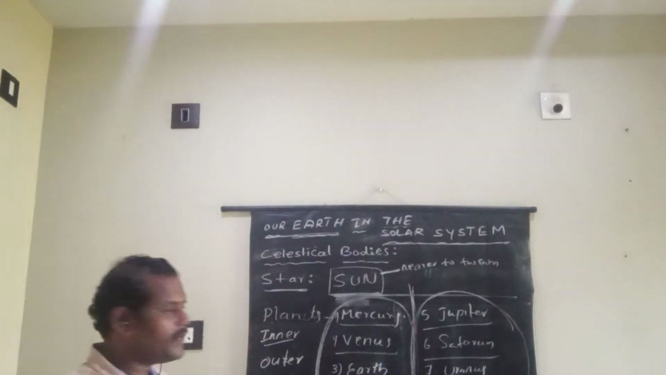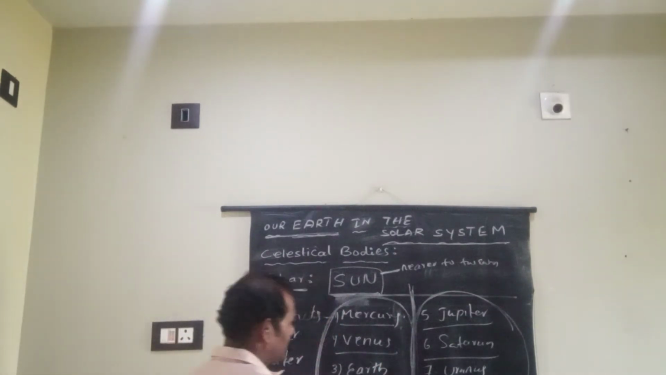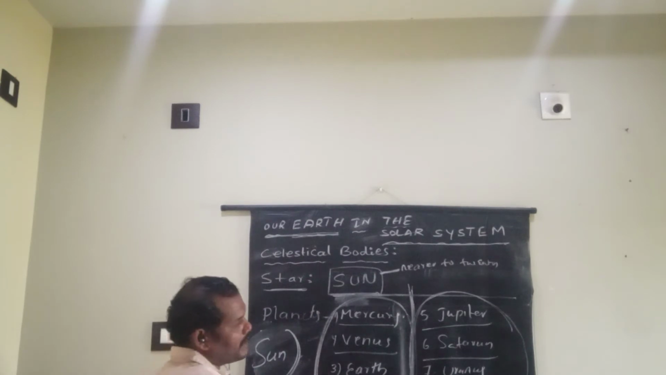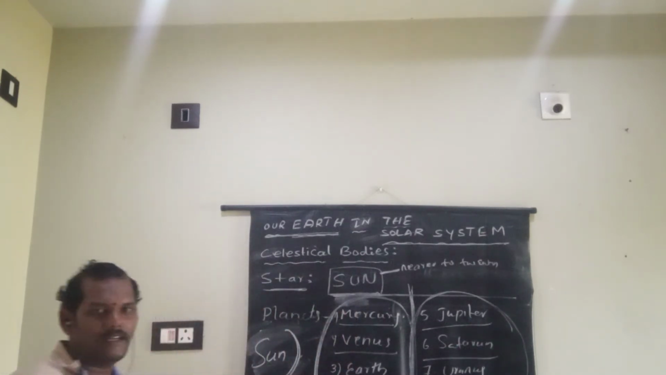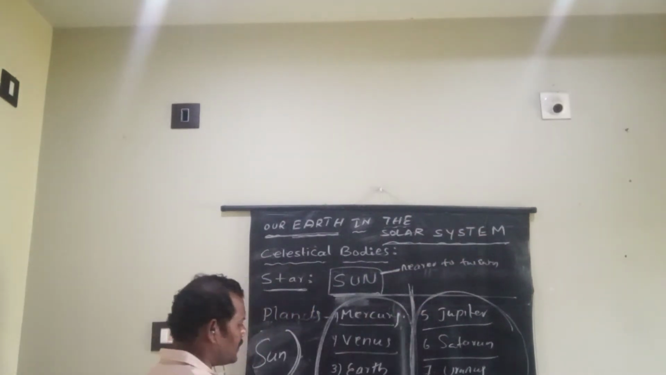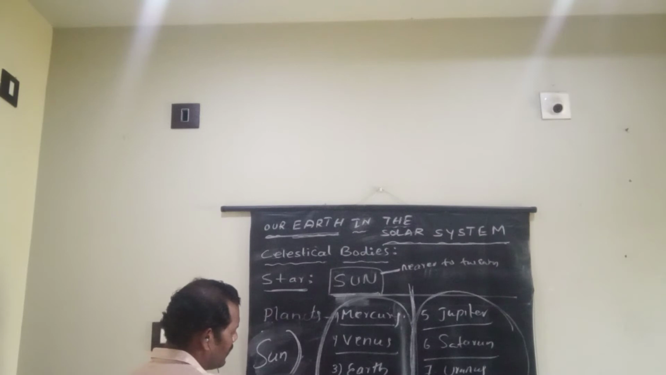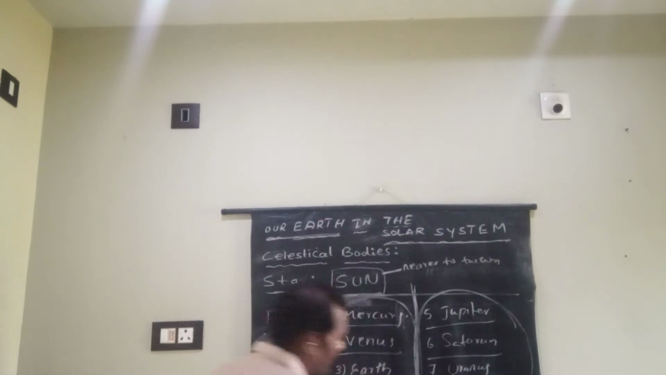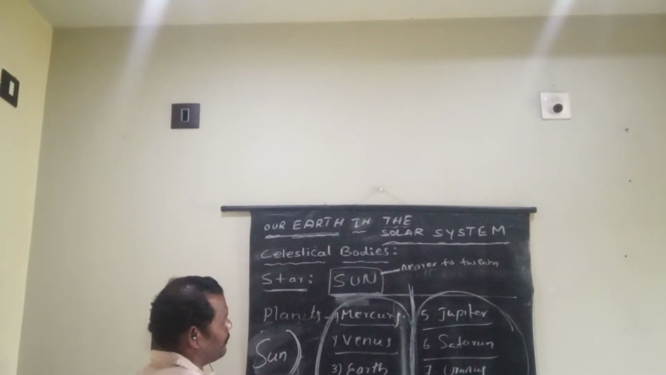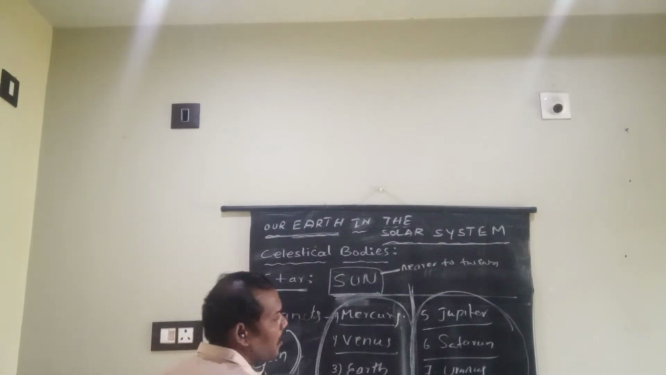How do we make this classification? By the distance. The inner planets are very near to the sun. The outer planets are very far from the sun. By the distance we are classifying these inner planets and outer planets. And the inner planets are less in size and shape than the outer planets.